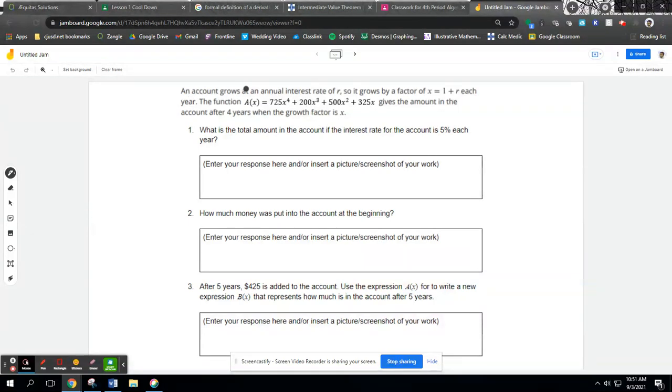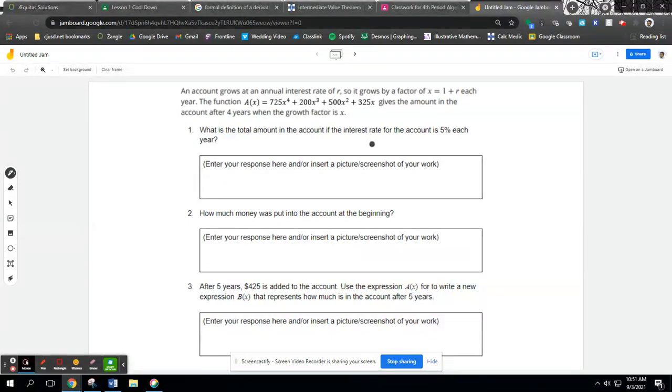This problem says an account grows at an annual interest rate of R, so it grows by a factor of x equals 1 plus R each year. The function A of x equals this expression gives the amount in the account after 4 years when the growth factor is x. So we have this function. We know that it's giving the amount in the account after 4 years have passed. You can kind of see that with this exponent of 4. And the growth factor is x. So every year we're multiplying by x, which is 1 plus R.